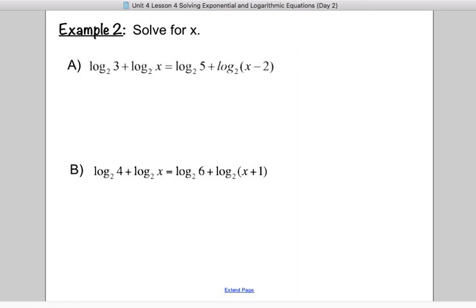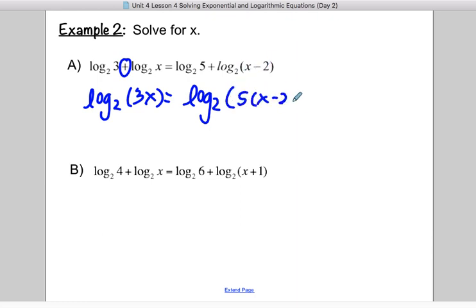So here we go. We've got to do the same thing. We're solving for x. Make each side have one log. So the left-hand side I see is separated with addition. So I'm going to rewrite it with multiplication. So it's 3 times x equals the right-hand side. It's 5 plus log base 2 of x minus 2. So it's really 5 times x minus 2.